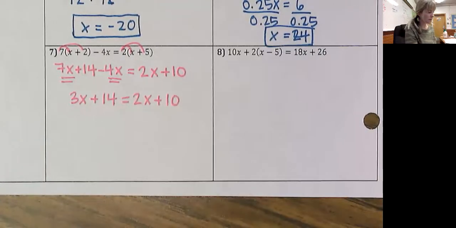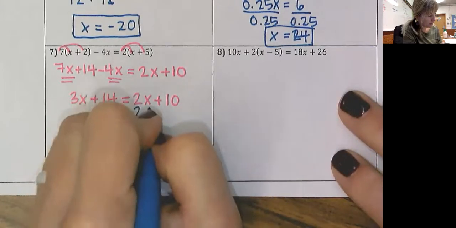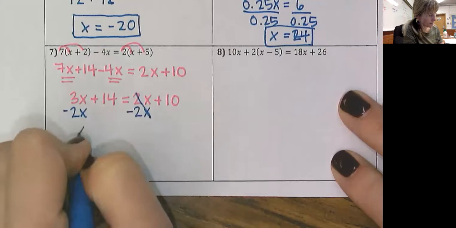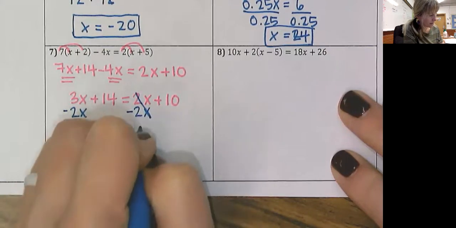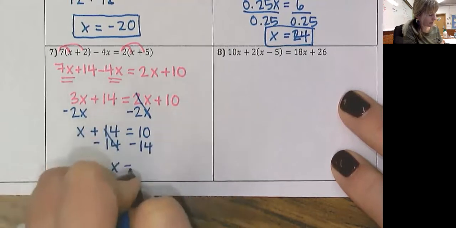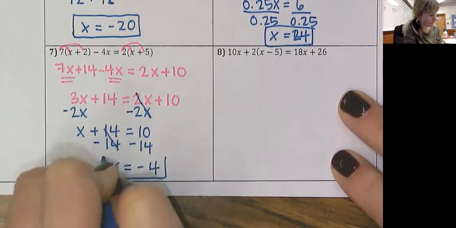Now I am ready to go. Zero out a variable. That gives me 1x plus 14 equals 10. Now zero out a number. x equals negative 4.